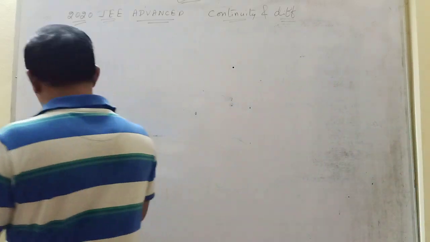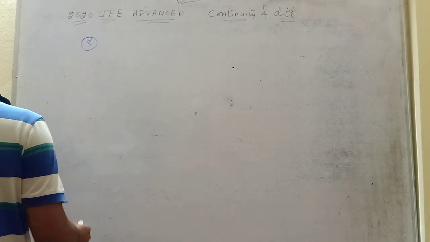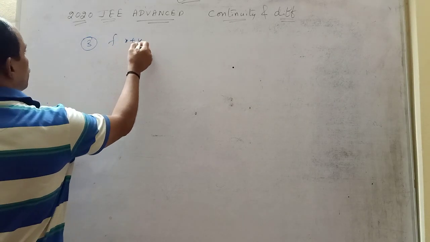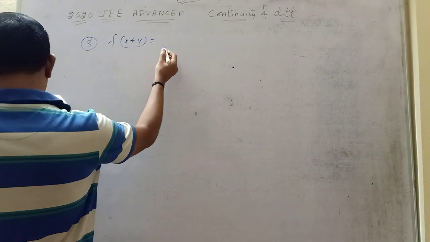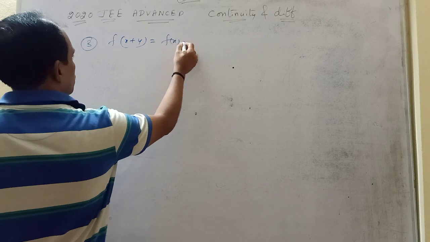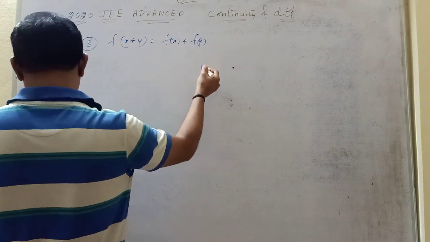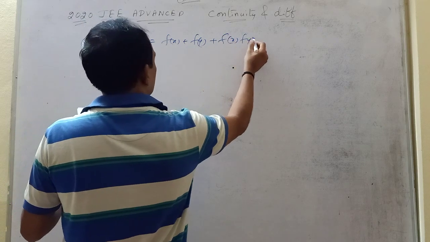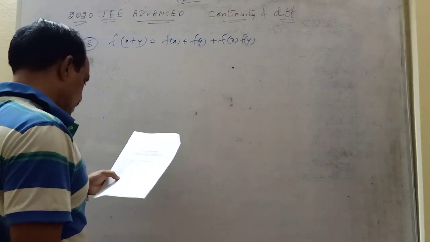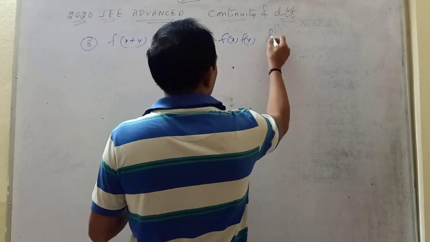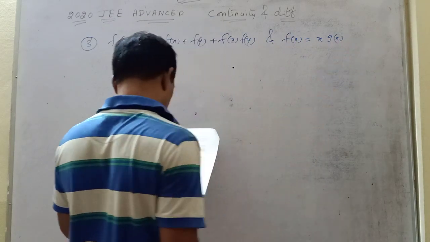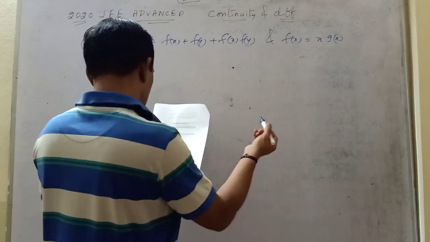Okay, let us see the final question in paper 2. f of x plus y is equal to f of x plus f of y plus f of x into f of y, and f of x is nothing but x into g of x. And one more thing is given.